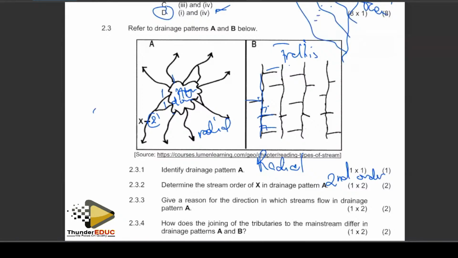Give a reason for the direction in which streams flow in drainage pattern A. Why do streams flow in all dimensions, in all directions in that manner? It is because streams are originating from a high-lying central area, a high-lying focal point or a dome. How does that influence the streams? The streams radiate in different directions.